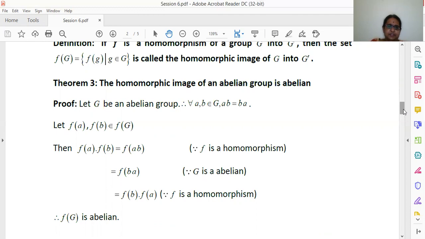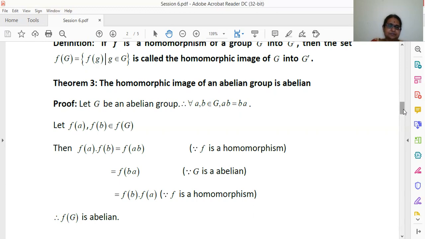But since the group G is abelian, the commutative property holds, that is ab is equal to ba. So f of ab can be replaced by f of ba. Now f of ba is equal to f of b dot f of a. This we can write because f is a homomorphism. Hence we get f of a dot f of b is equal to f of b dot f of a. Therefore we get f of G is abelian. So now we have shown the homomorphic image of an abelian group is abelian.